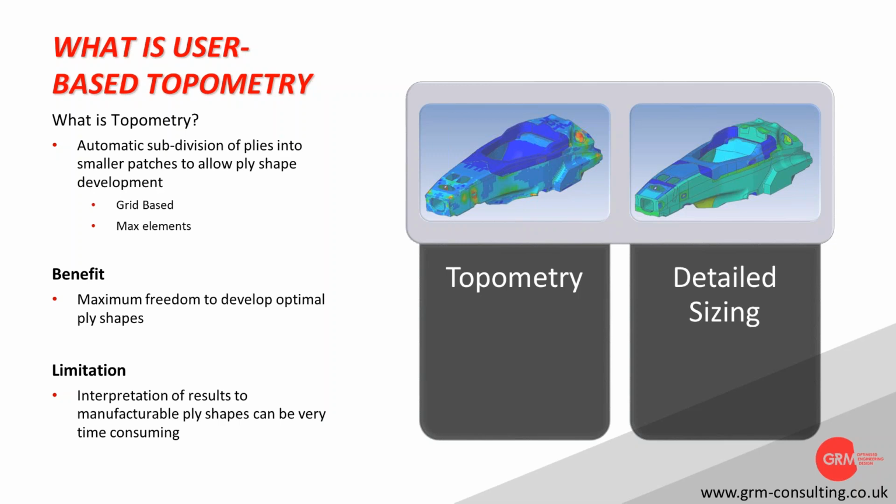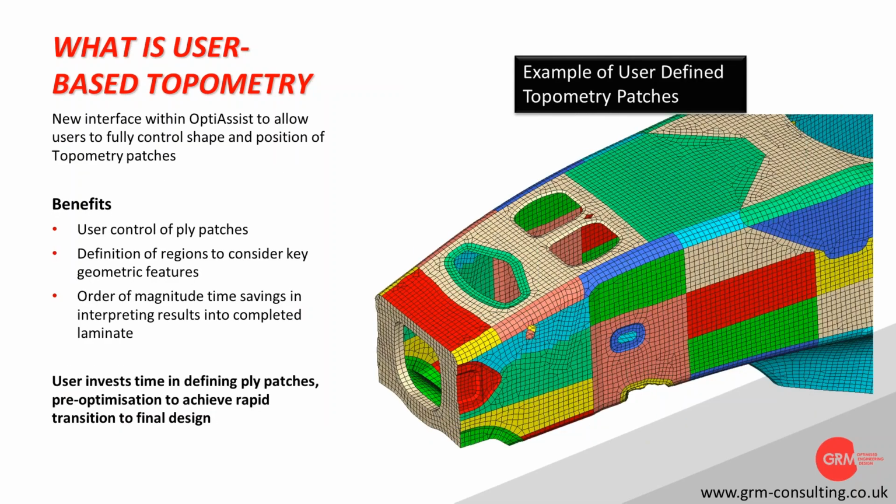So what we've really aimed to do with user-based topometry is give the user control of the patches that are being generated. And actually this process has really developed through some applications of composite optimization that myself and some of the guys in the office here were doing, where simply time wouldn't permit the investigation of topometry and all this freedom for the plies. But equally, we didn't want to confine ourselves to just dictating the ply shapes right from the outset. So this is why it was quite a nice implementation to add.